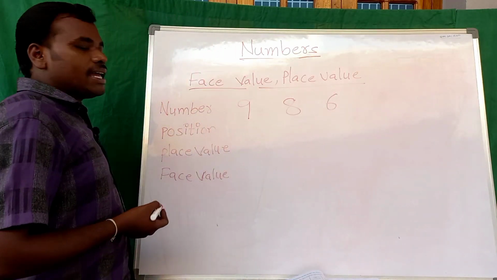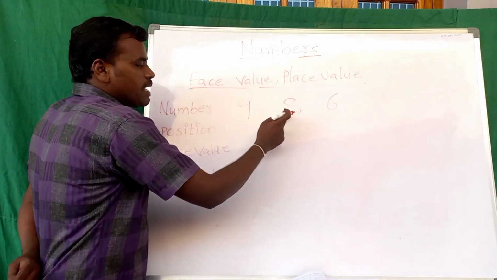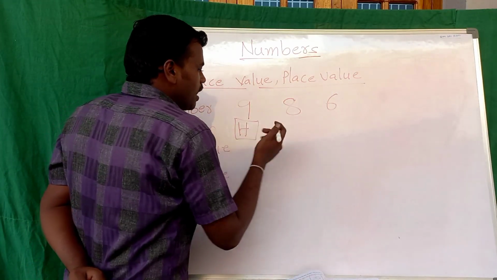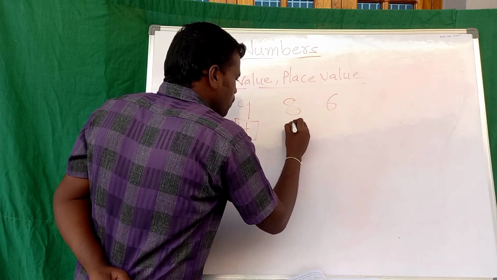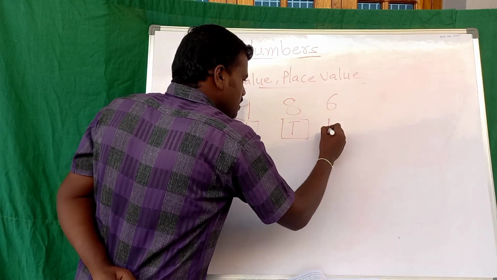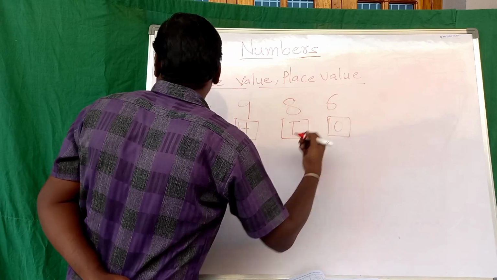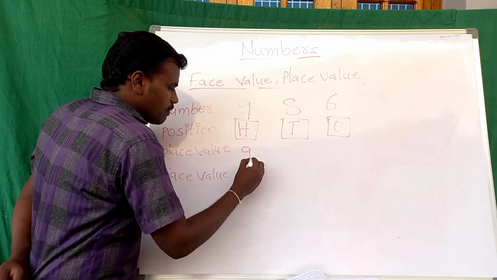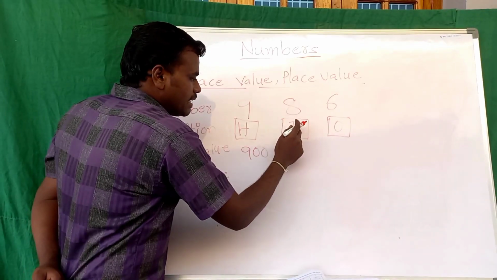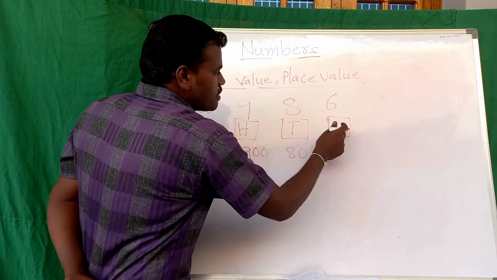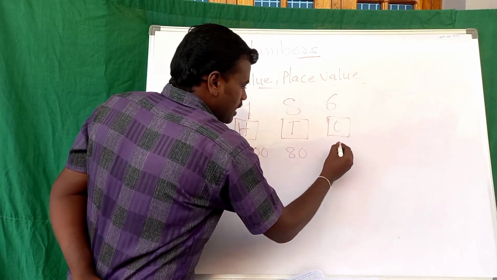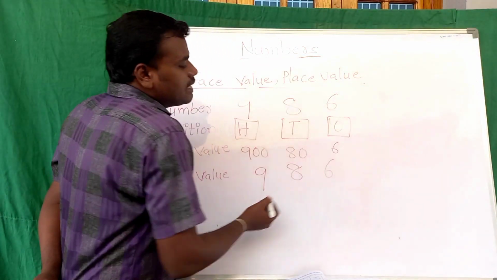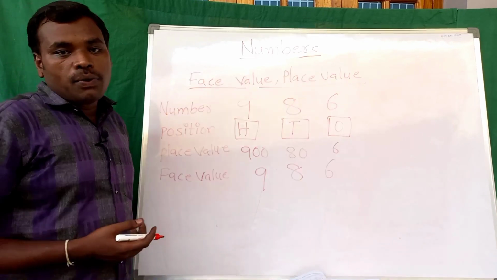We take another number, 986. See here its positions: ones place, tens place and hundreds place. 9 is in the hundreds place, so we write hundreds room. 8 is in the tens room, and 6 is in the ones room. So its place value is 900, 8 tens so write 80, and 6 ones, write 6. So the number is 986. These are the face value and place value.